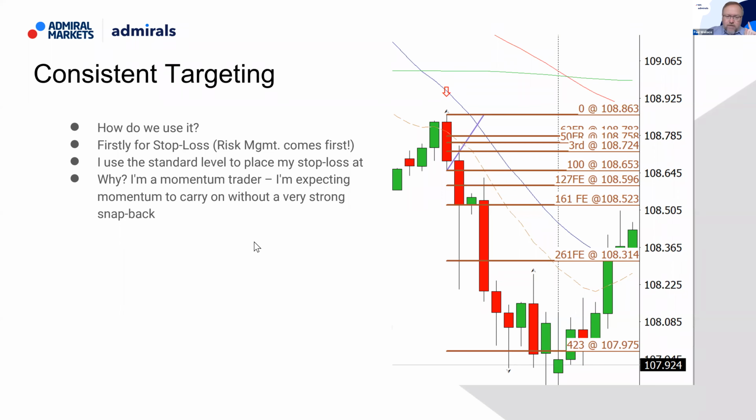Well, as always, the first way I'm going to use it is to identify my stop loss. Risk management comes first. You can have all the sweetest entries in the world, but if your risk management is hopeless, it ain't going to matter, ladies and gentlemen. So your first element is risk management. I'm always going to be looking to identify where I'm going to place my stop loss.